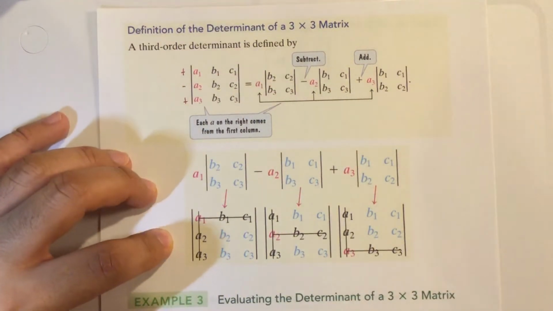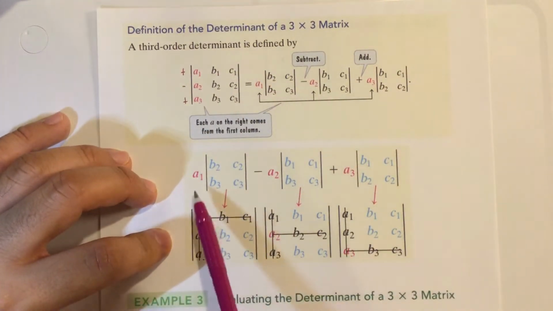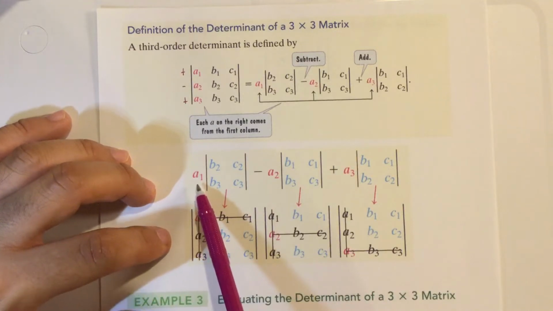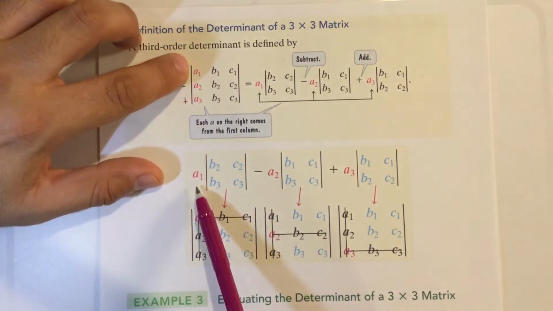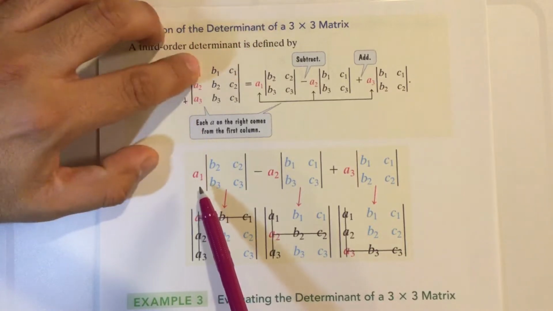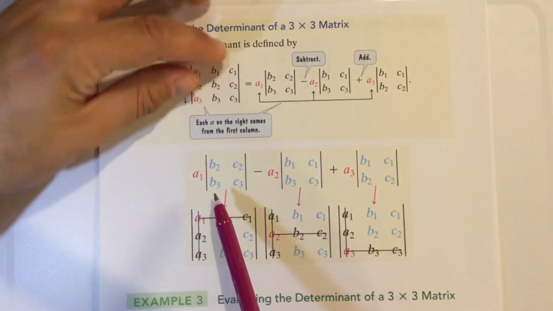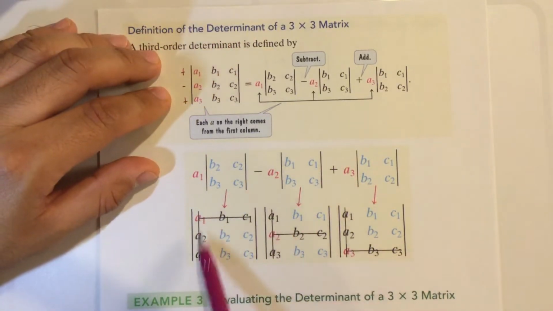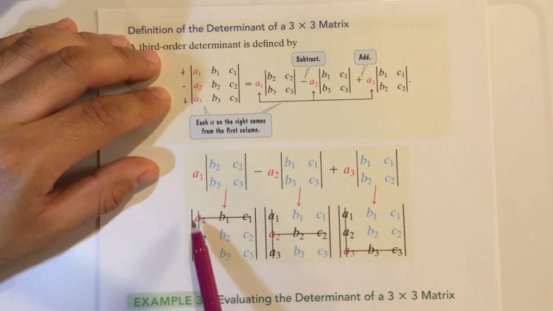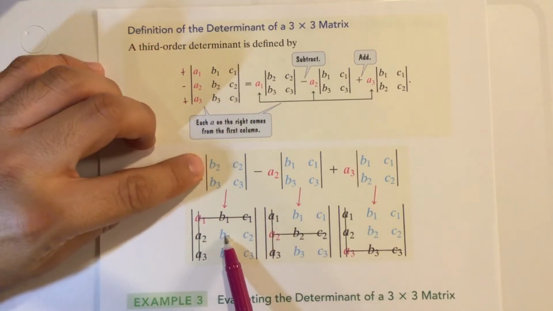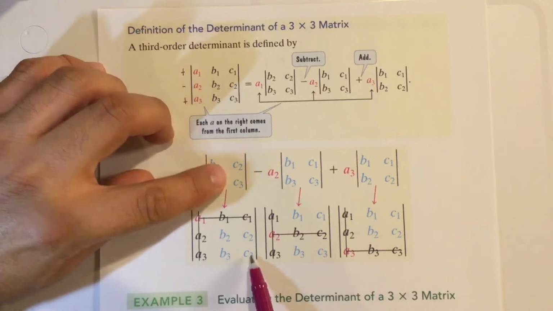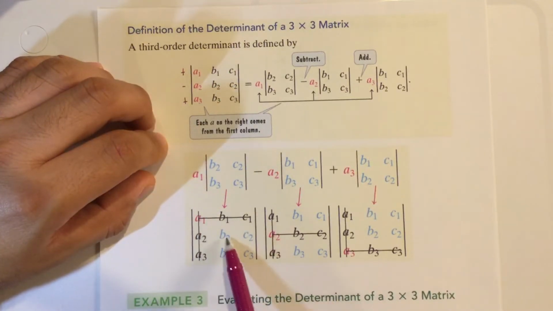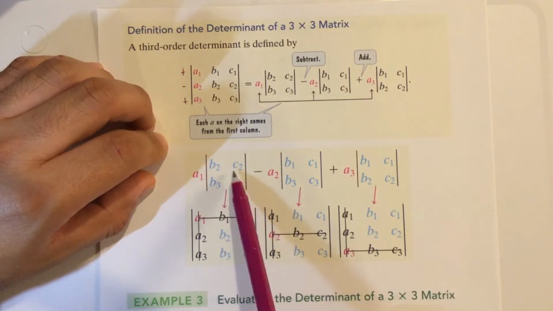It all depends on the positioning of A. So my first one, A1. You'll notice that A1 is in the first row, first column. So if we were to block off the first row and first column, what's left is B2, C2, B3, C3. So when you cross those out, you're left with B2, C2, B3, C3. That's how they got that there.